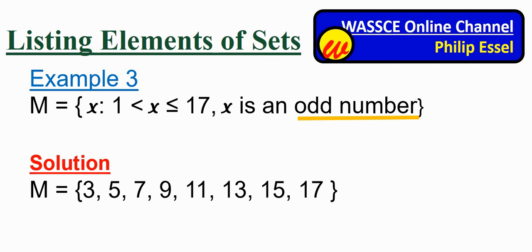Also, the number 17 within the list is equal to the 17 given to us in the set notation format. Remember that x should be equal to or less than 17. So 17 would have to be included in the list. So that's how come you can see 17 included in the list. So that's how we do this.